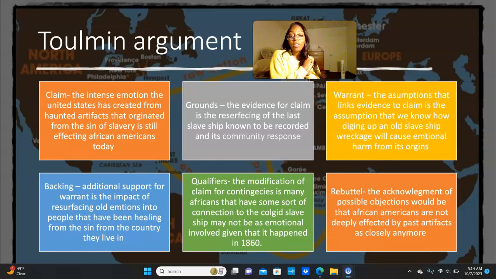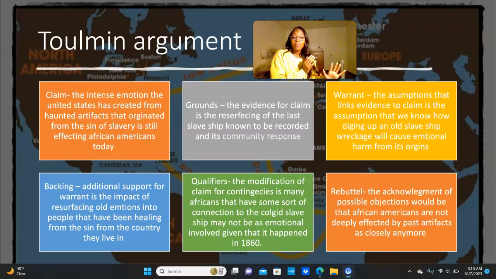The modification of claim for contingencies is many Africans that have some sort of connection to the slave ship may not be as emotionally involved given that it happened in 1860. And the rebuttal, which is the acknowledgement of possible objections, could be that African Americans are not deeply affected by past artifacts as closely anymore.